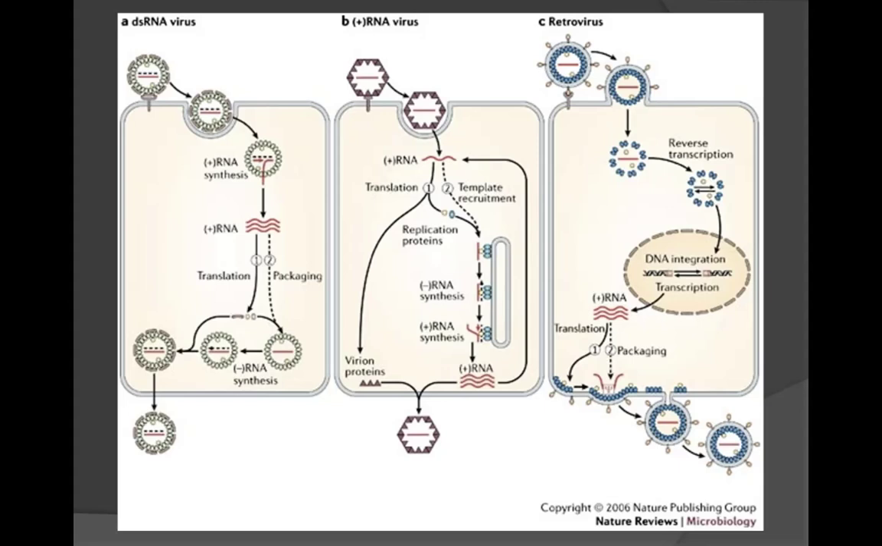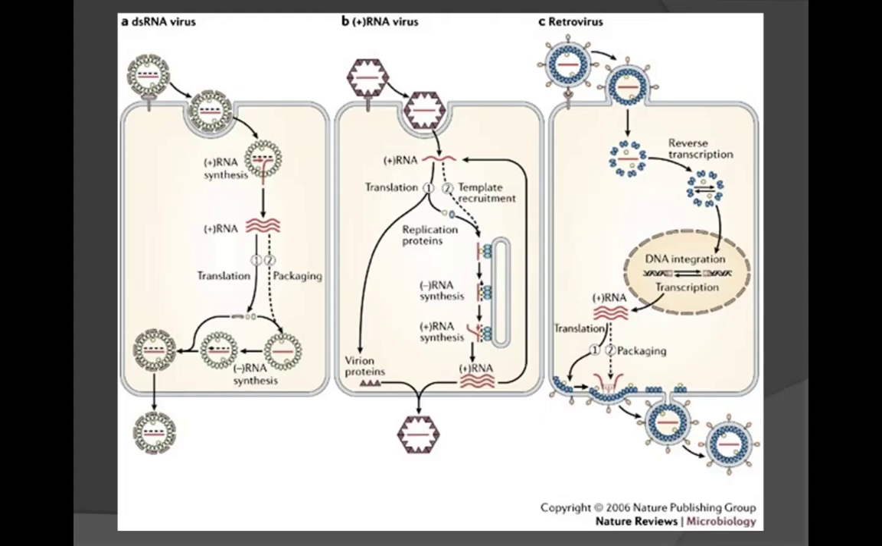We can also see that replication proteins will make a negative RNA strand. This can be used as a template to make further positive RNA strands. These positive RNA strands will be assembled with the virion proteins to once again create an infected virus. This can then leave to infect other cells.